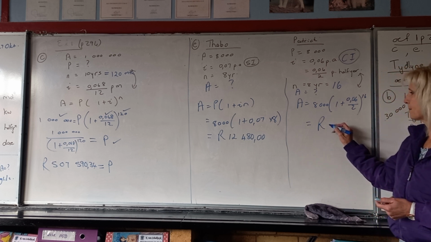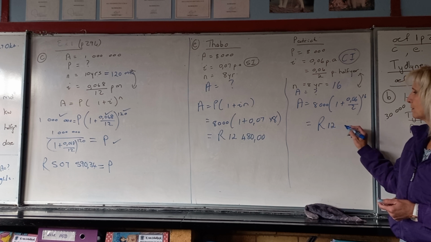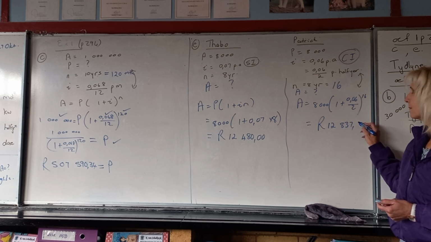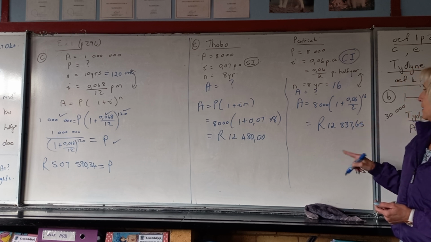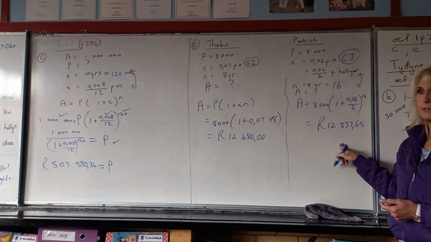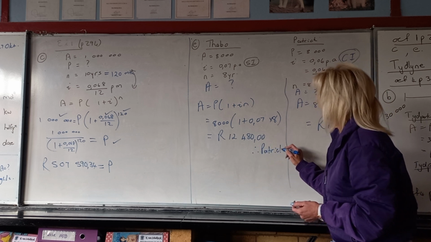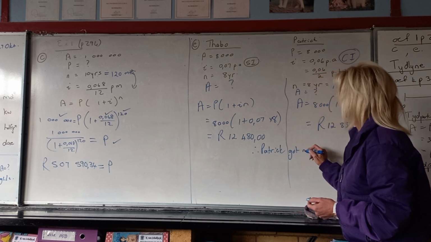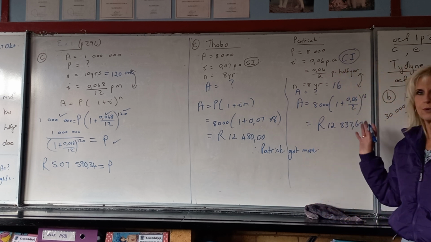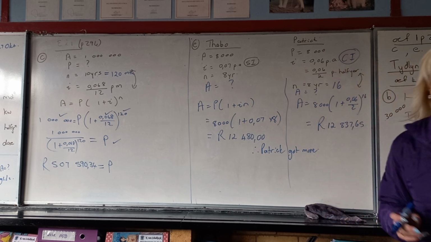Okay, this one was 12,837.65. So it's this one that has the most. What does she say? Therefore, Patrick would have the most money. Patrick got more, the better bet, whatever the question was. Right.